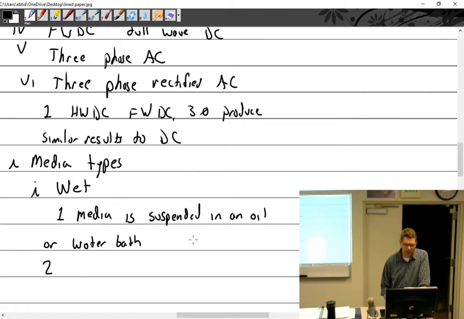Ours is oil or water? Oil. What would be wrong with using a water bath? Then you'd have to worry about rust. Yes, then I'm worried about corrosion. The thing I like about the MagnaGlow carrier that we're using is that it's a nice rust preventative.